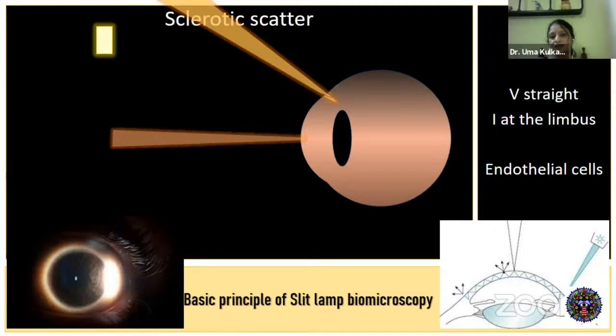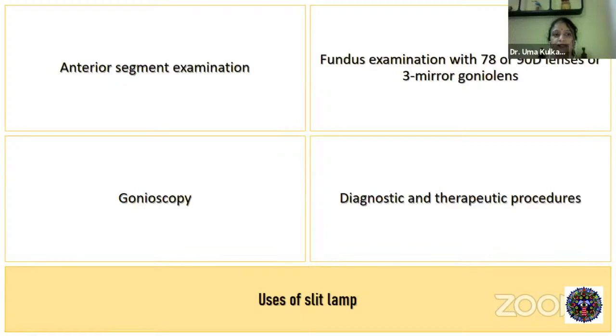So slit lamp biomicroscopy is very useful in anterior segment examination with different kinds of illumination, different filters, different tests. It can be done for the tear film or for the bleb or for the cornea, fluorescein staining, Schirmer's test, tear film, everything can be evaluated very well with the ocular surface examination. And anterior segment examination, like the structures of the iris, lens, anterior vitreous, aqueous, everything can be very nicely examined by this. So fundus examination is also possible using the 78 and 90D.